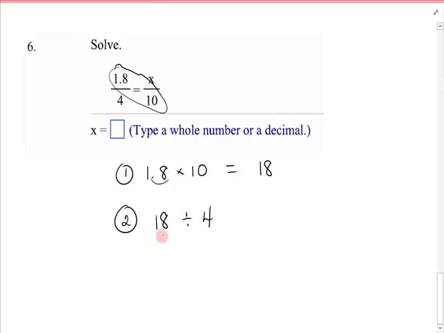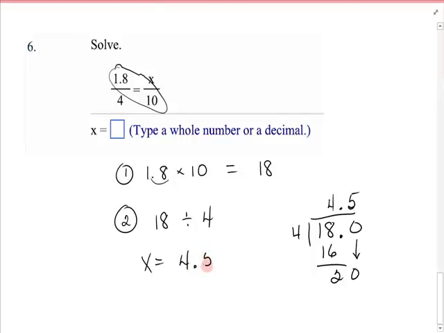Now it's not going to go in there evenly, but I look back up here and it says type a whole number or a decimal. Okay, so I have 18 divided by 4. It goes in there 4 times. That's 16 with 2. You'll have to add a decimal and a 0. Bring down the 0. And that's going to be 4.5. X is 4.5. So the instructions kind of gave me a warning that I might get a decimal value.